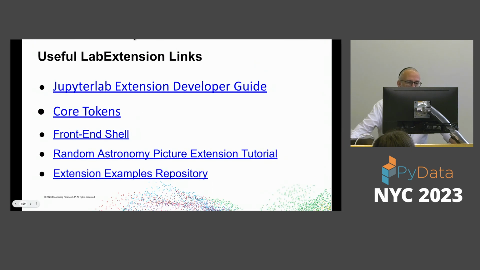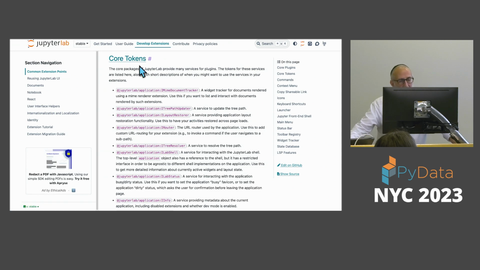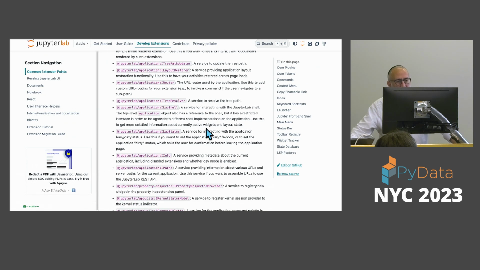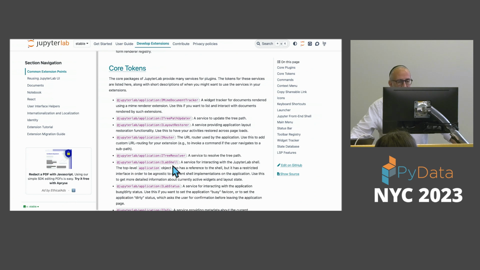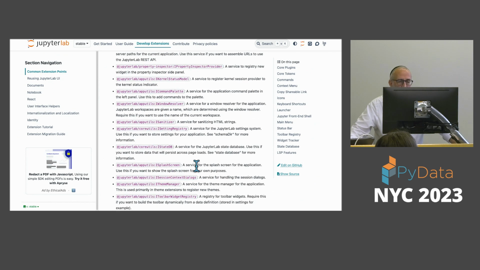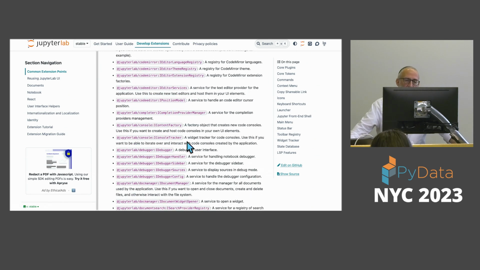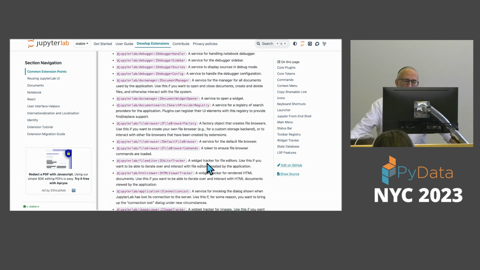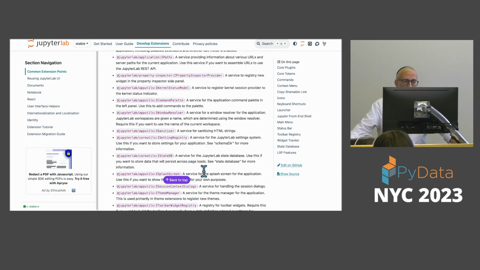Also within here is this idea of core tokens. These are the tokens. We saw some of these. For example, here is ILabShell. That's the shell we talked about. What did we see in here? We saw the launcher. Here's ILauncher. Right, so these are the core tokens.